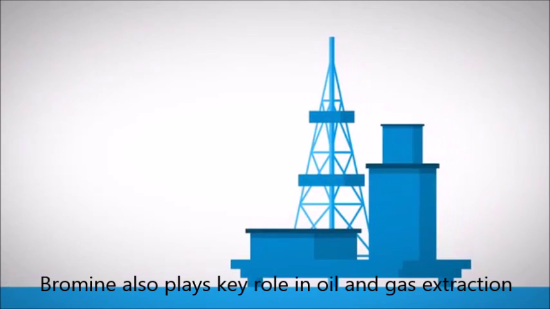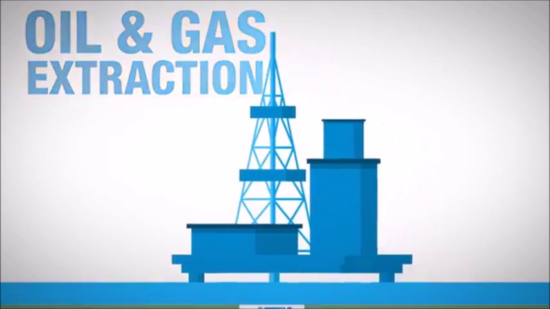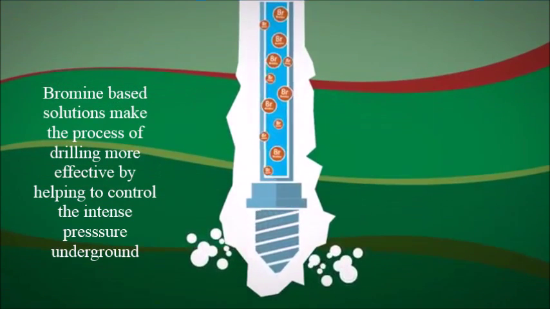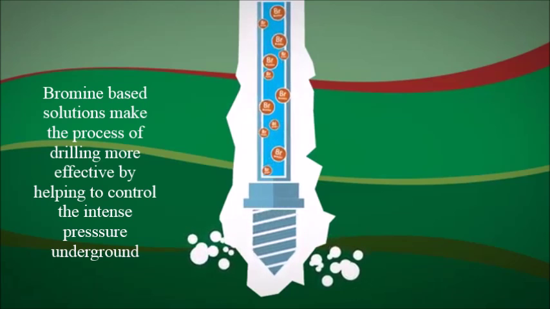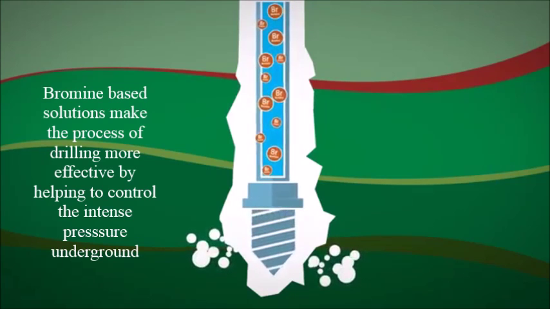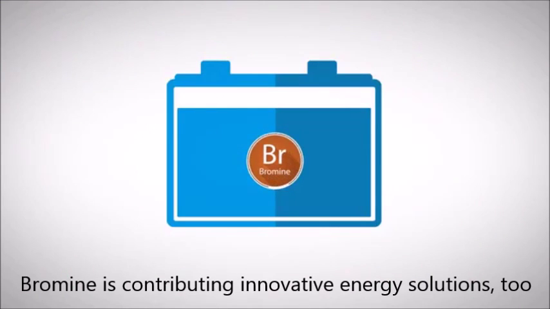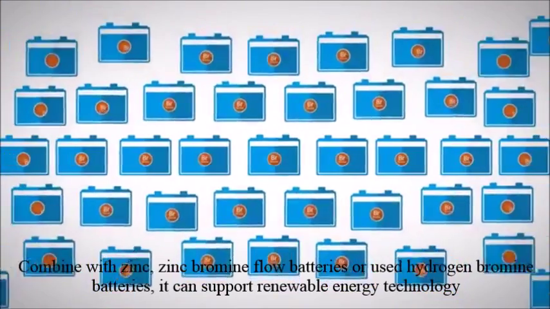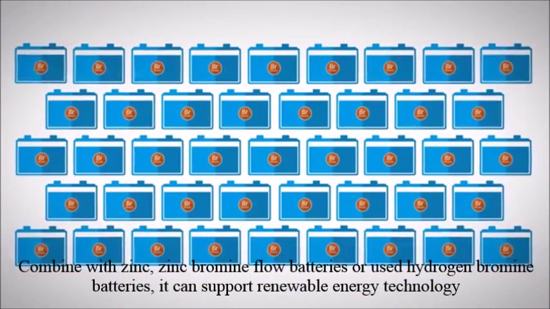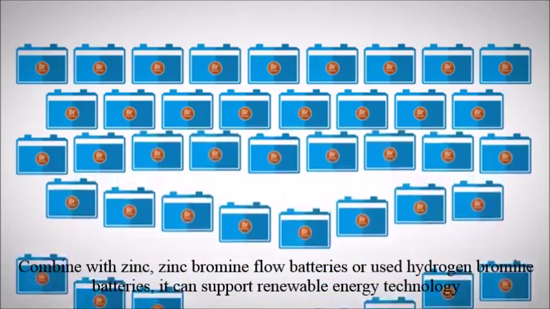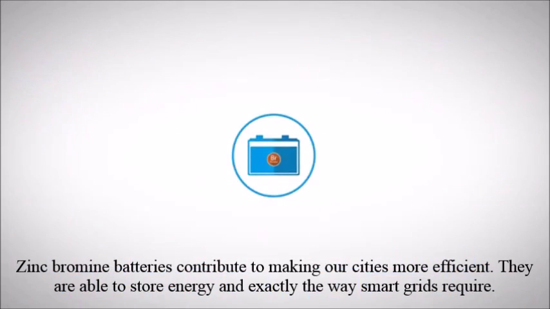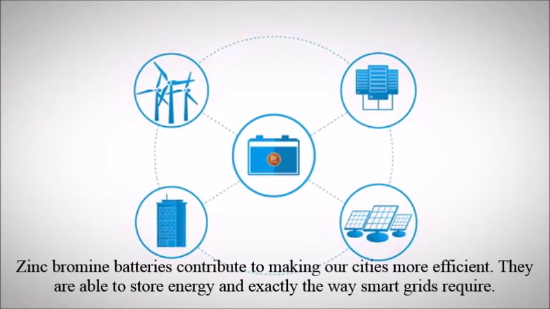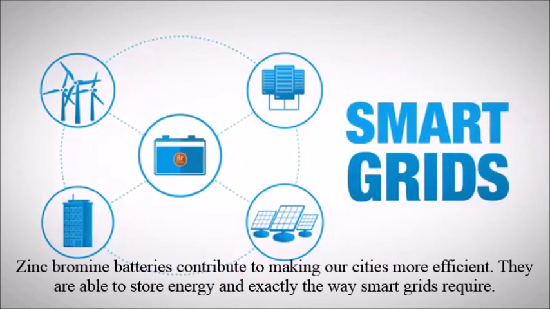Bromine also plays a key role in oil and gas extraction. Bromine-based solutions can make the process of drilling more effective by helping to control the intense pressure underground. Bromine is contributing to innovative energy solutions too. Combined with zinc in zinc-bromine flow batteries, or used in hydrogen-bromide flow batteries, it can support renewable energy technologies. Zinc-bromine batteries contribute to making our cities more efficient. They are able to store energy in exactly the way smart grids require.